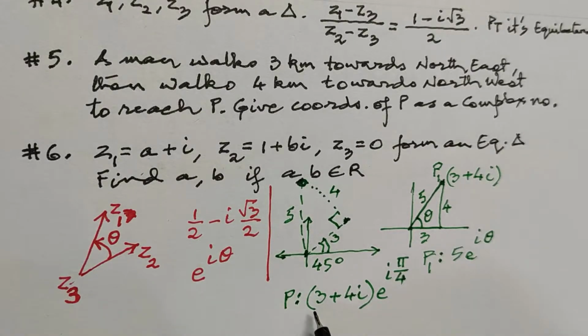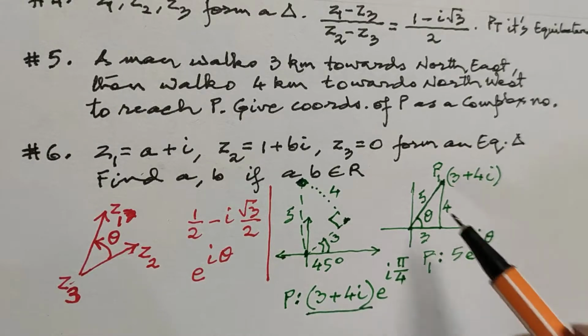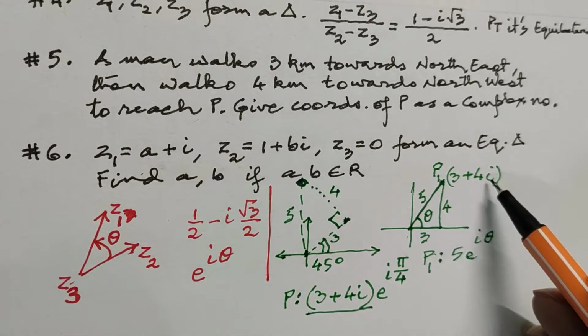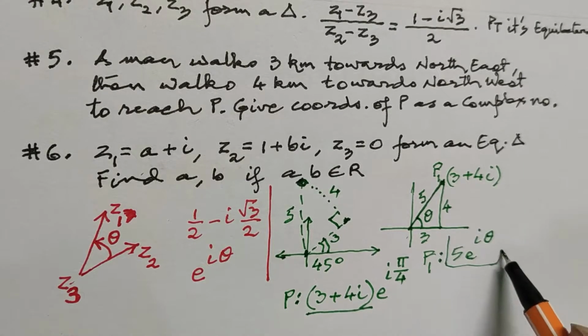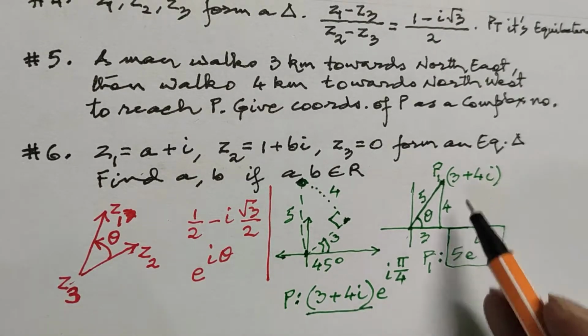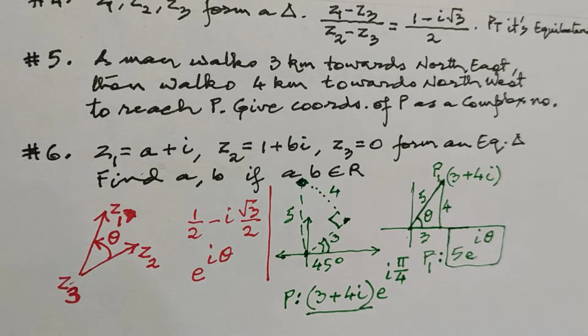Here, why are we writing 3 plus 4i? Because otherwise we would have to write 5 e^(i theta), where the theta we have not found out. But theta, of course, we can find out. Tan theta is equal to 4 by 3. But instead of that, we are writing the z itself. The original z here is 3 plus 4i. Another way of writing 3 plus 4i is 5 e^(i theta). But we are doing this because we don't want to get into theta. So this problem is also solved.